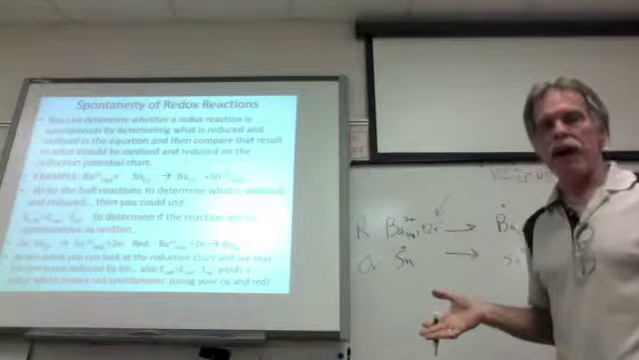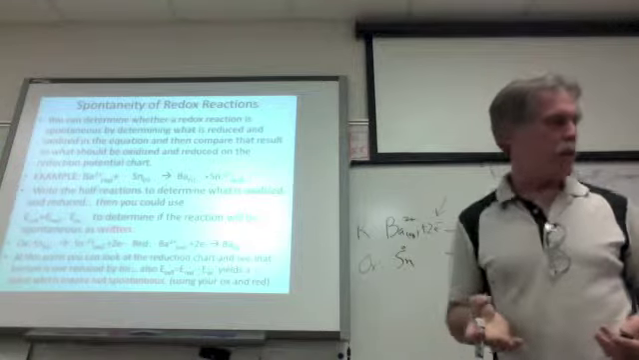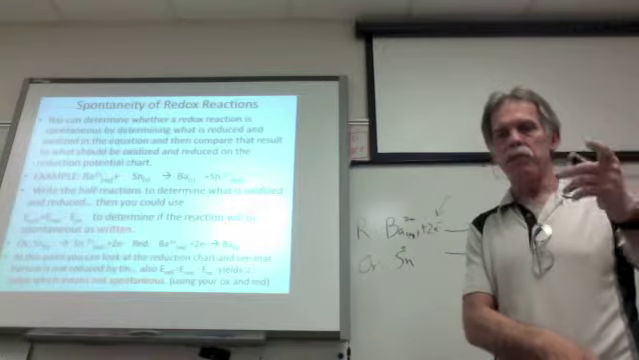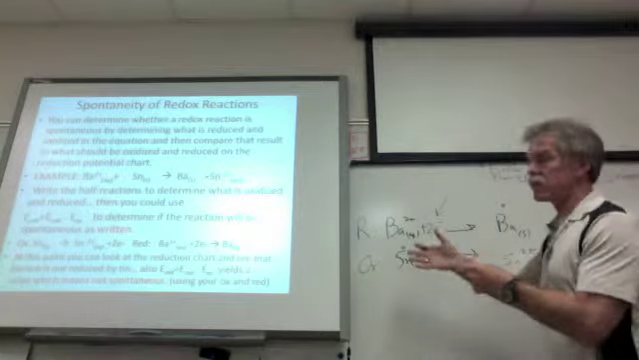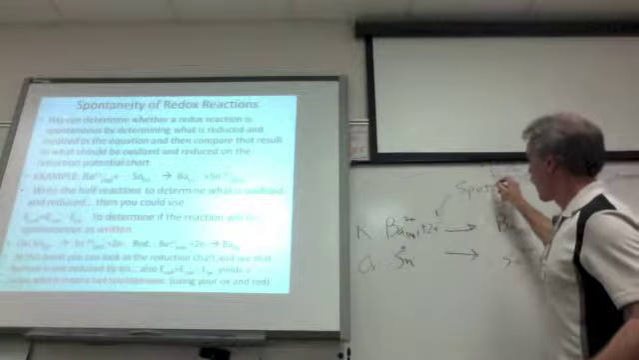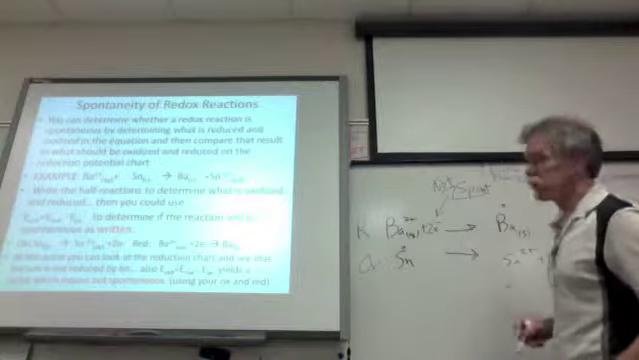Well, to figure that out, let's go look at our reduction potential chart. You look at it, and barium is up there near the top, and tin's down near the bottom. So barium should be oxidized. In other words, they're not right. Not being right means that this is not spontaneous. So we'll say not spontaneous reaction.